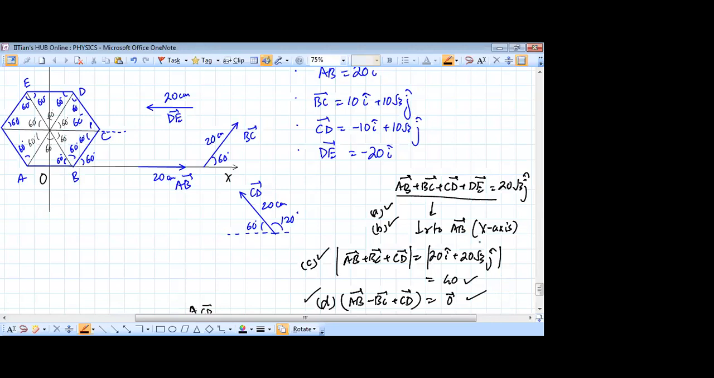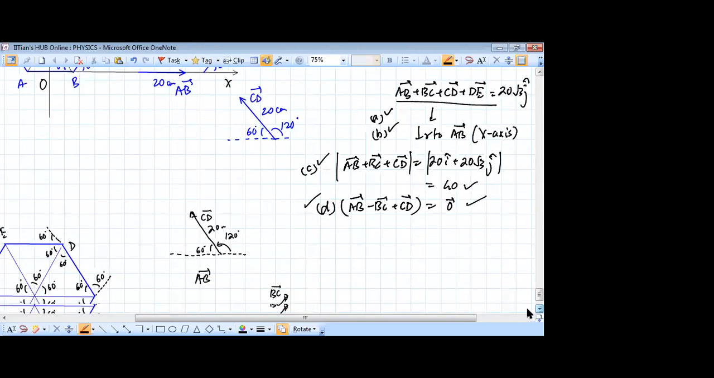Now, these same things that I have done by component algebra, there is also a way to understand them geometrically. Let's look at that also. So, geometrically, how will we do it?